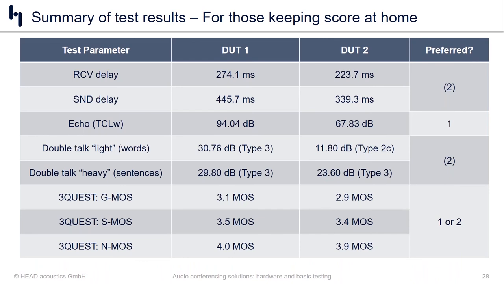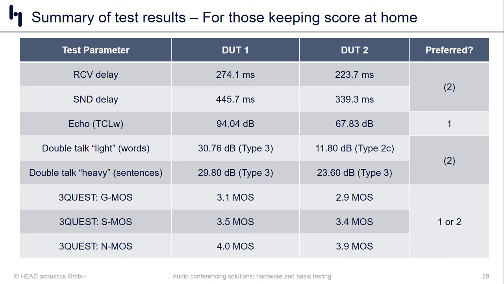Now, for those of you keeping score at home, this is what we covered today. We talked about delays for both of these devices, and you can see on the right-hand side, we have sort of a scorer's table. We would prefer device number two. Now, we put that result in brackets because it's not to say that device number two is good by any stretch of the imagination. We still see room for improvement, but it is the better of the two.